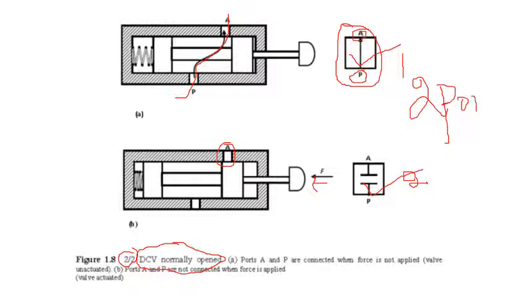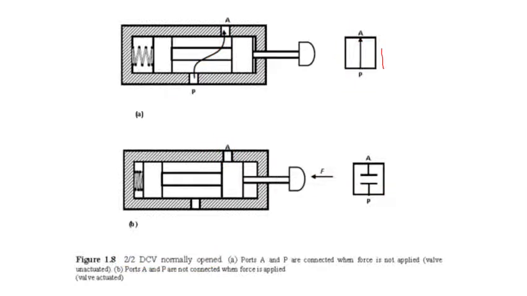Two ports are present over here, hence it is a two-way valve. And one more, two positions here, position number 1, position number 2. So it is a 2 by 2 valve. 2 by 2 valve means two ports, two position valve.